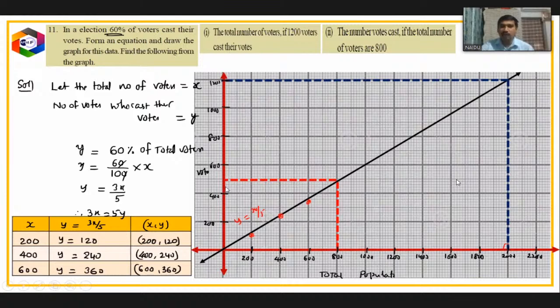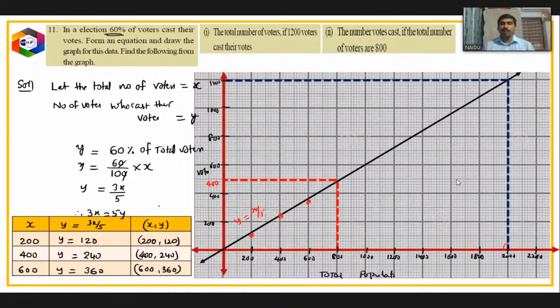After 400, the fourth line will be how much? 420, 440, 460 and 480. The fifth line will be 500. So it is intersecting just before this. Since the line is thick, it may not look clear, but this is 480.